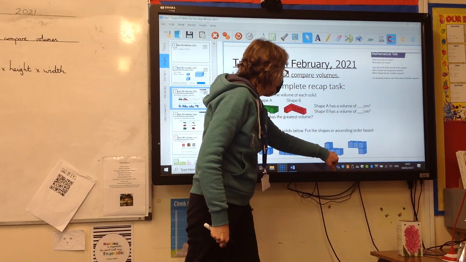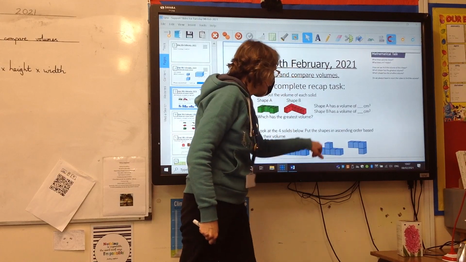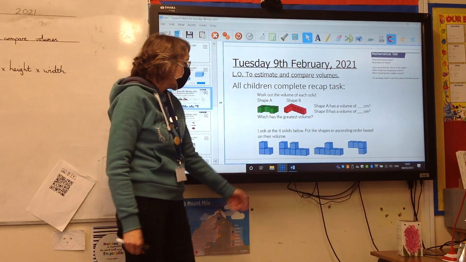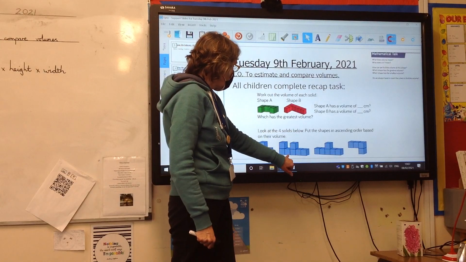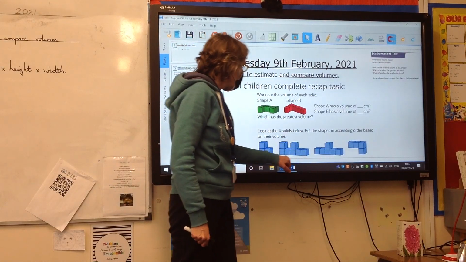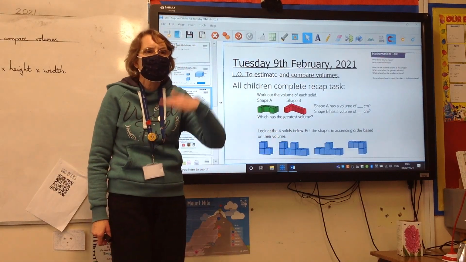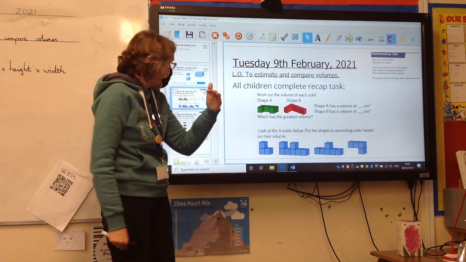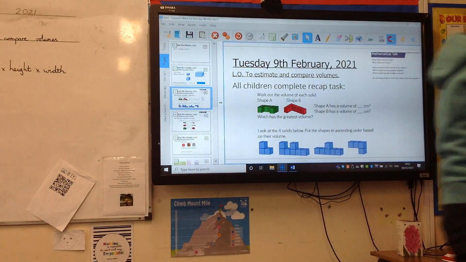1, 2, 3, 4, 5, 6 centimetres cubed. Good, so that means the largest must be this one, which is 1, 2, 3, 4, 5, 6, 7 centimetres cubed. They're in ascending order, smallest to largest. Okay? Just change the slide and we'll look at the next question.